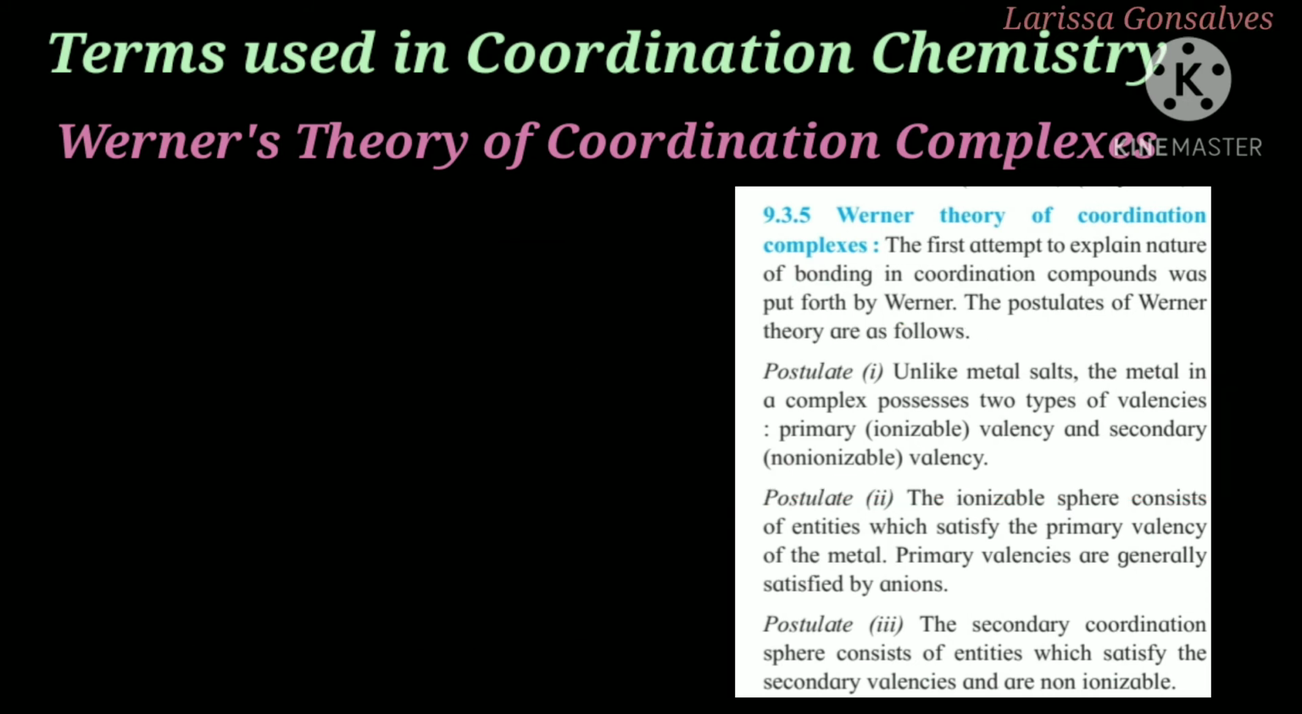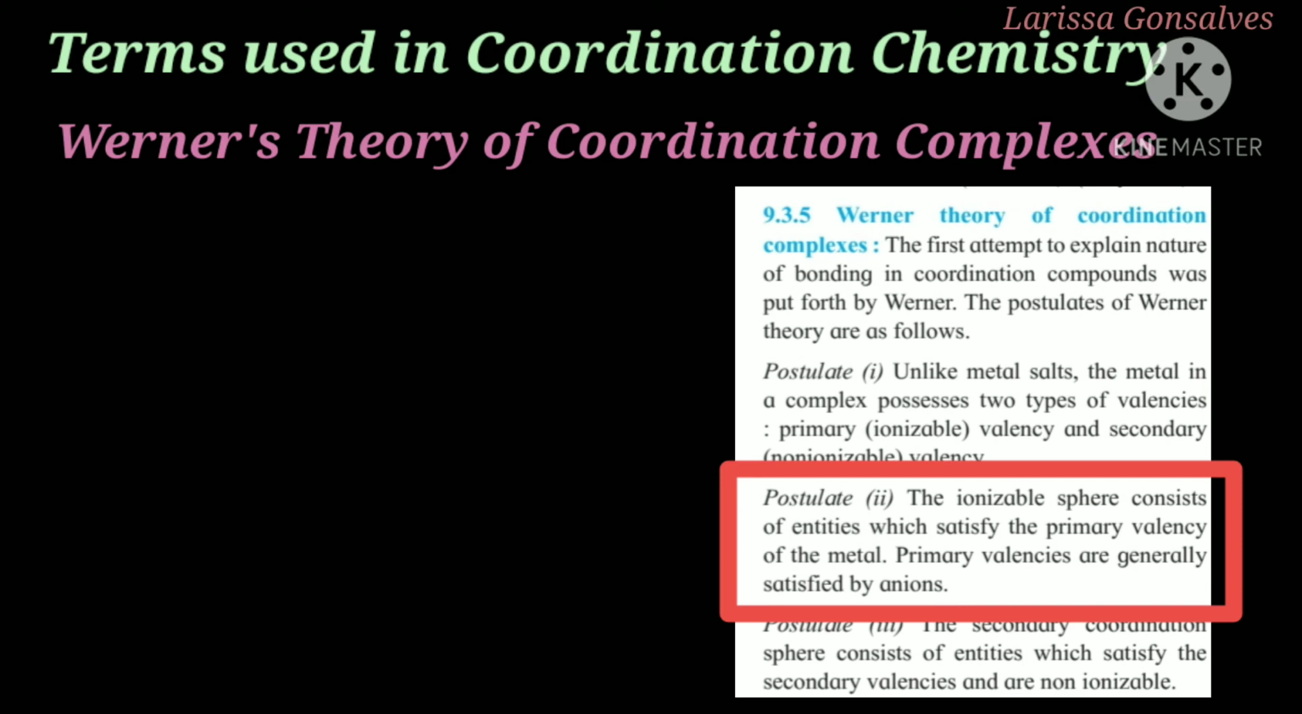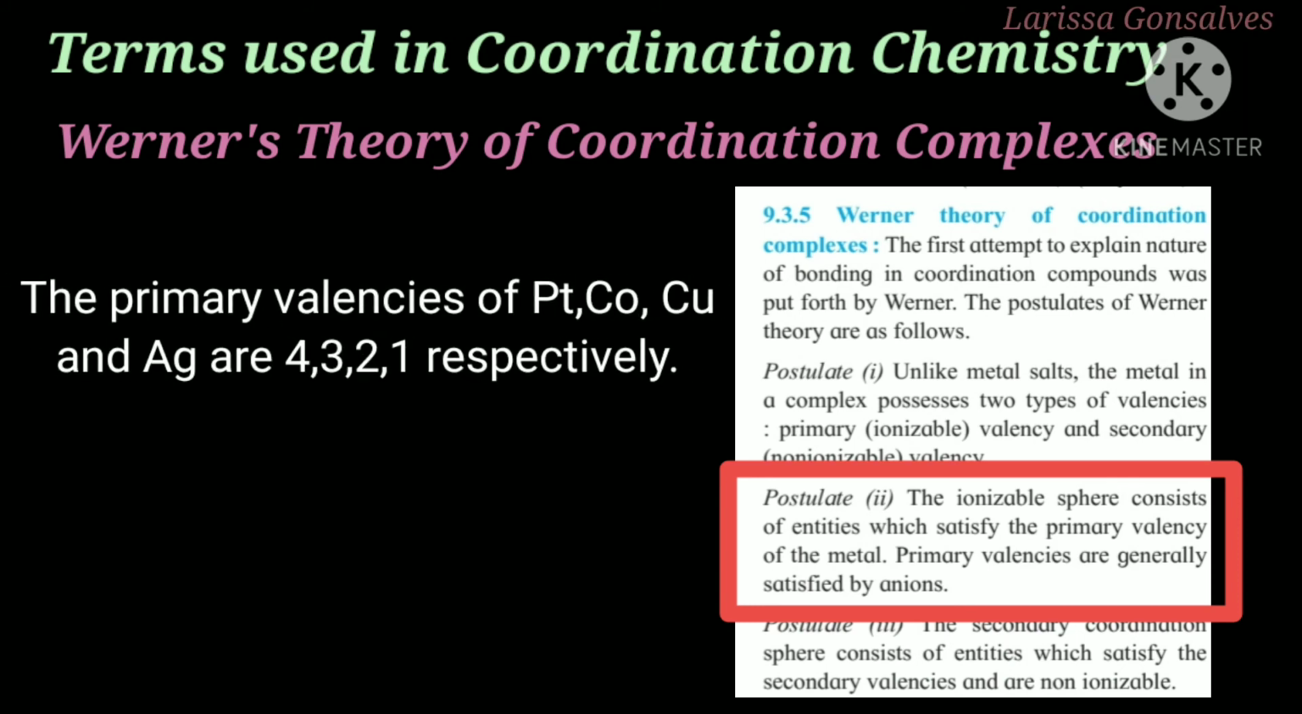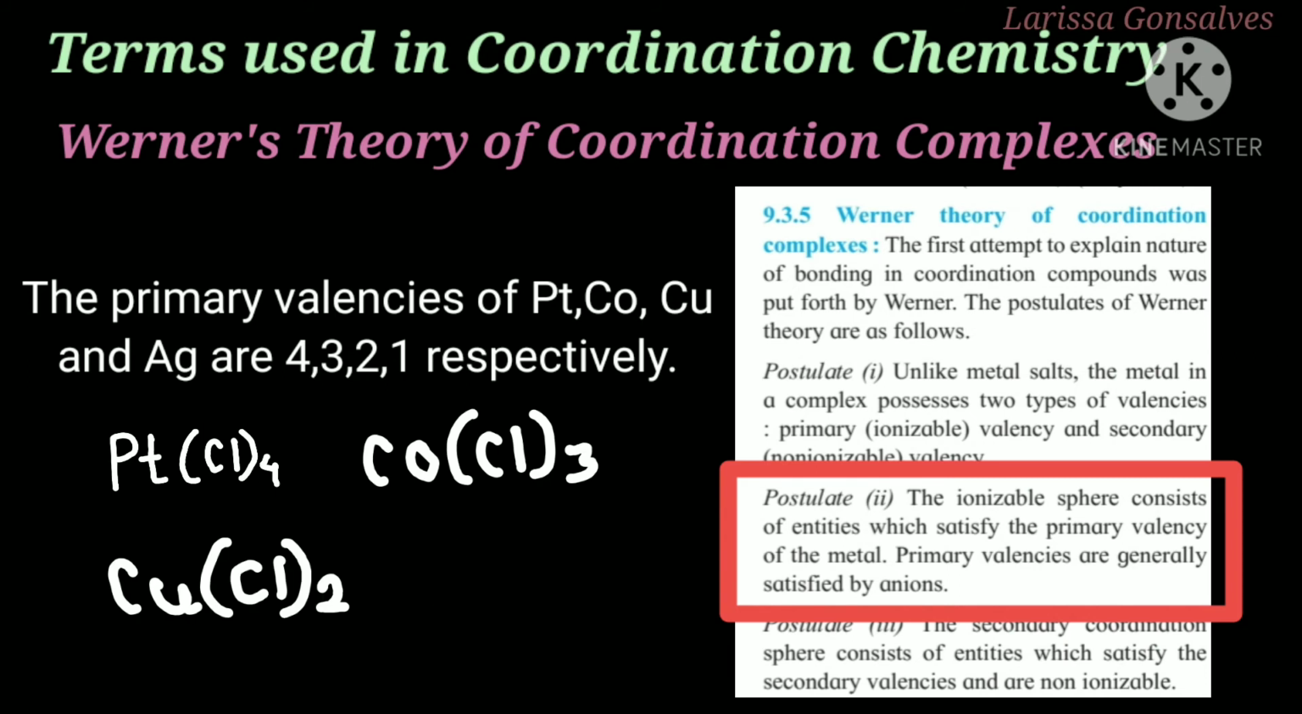The second postulate is that the ionizable sphere consists of entities which satisfy the primary valency of the metal. The primary valencies are generally satisfied by anions. This means that the metal ion will exert attraction towards the negative group so that its normal charge is satisfied by the formation of simple salts. For example, the primary valencies of platinum, cobalt, copper and silver are 4, 3, 2 and 1 respectively. So they will produce simple salts like PtCl4, CoCl3, CuCl2 and AgCl respectively.